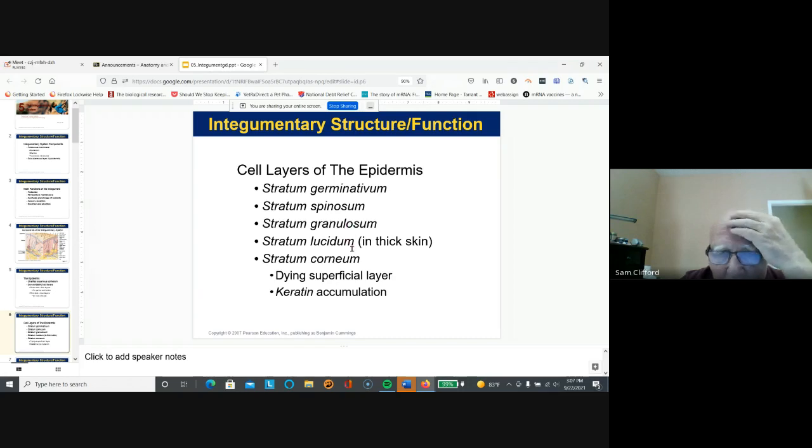The stratum lucidum only occurs in thick skin on the palms and the soles, and it is usually a little clear layer in between the stratum corneum and the stratum granulosum. Remember, it only occurs in the palms and the soles of the feet. Stratum corneum is cells that are dying. There are many, many layers of the stratum corneum, and it is waterproofed by the protein keratin.